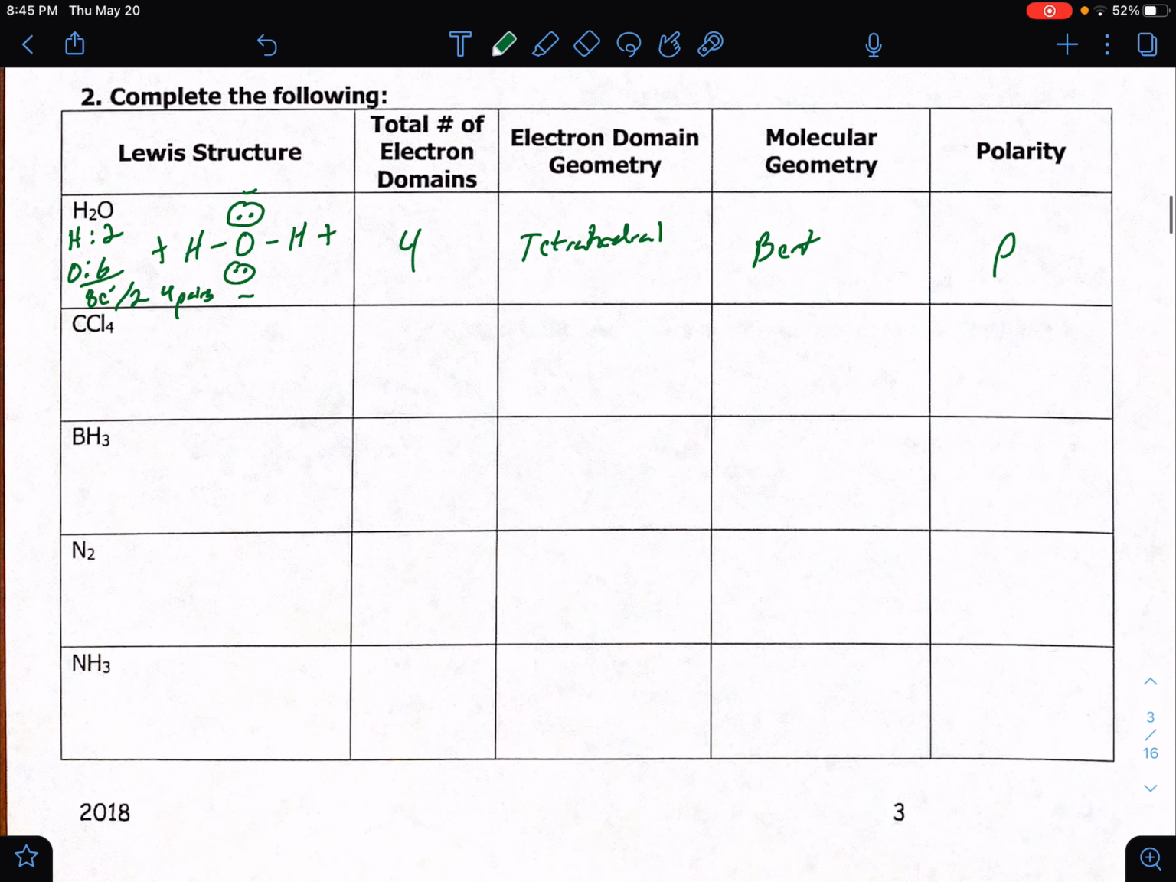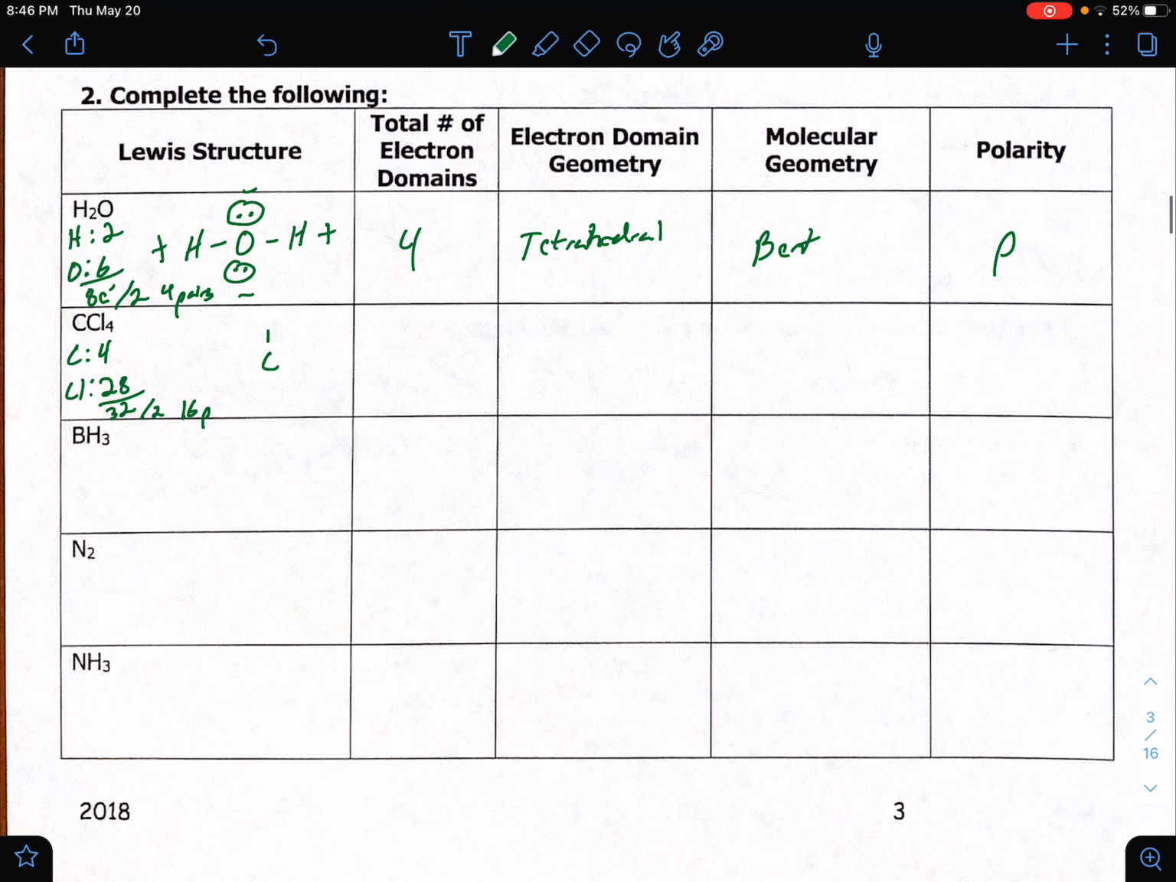Okay, CCl4. Carbon is in group 4A, so it has 4 valence electrons. Chlorine is in group 7A, but I have 4 of them, so 7 times 4 is 28. Add that up, and you get 32 electrons. Divide by 2, and you get 16 pairs. I'm going to put carbon in the middle and bond 4 chlorines. So I just used up 4, so I have 12 left.